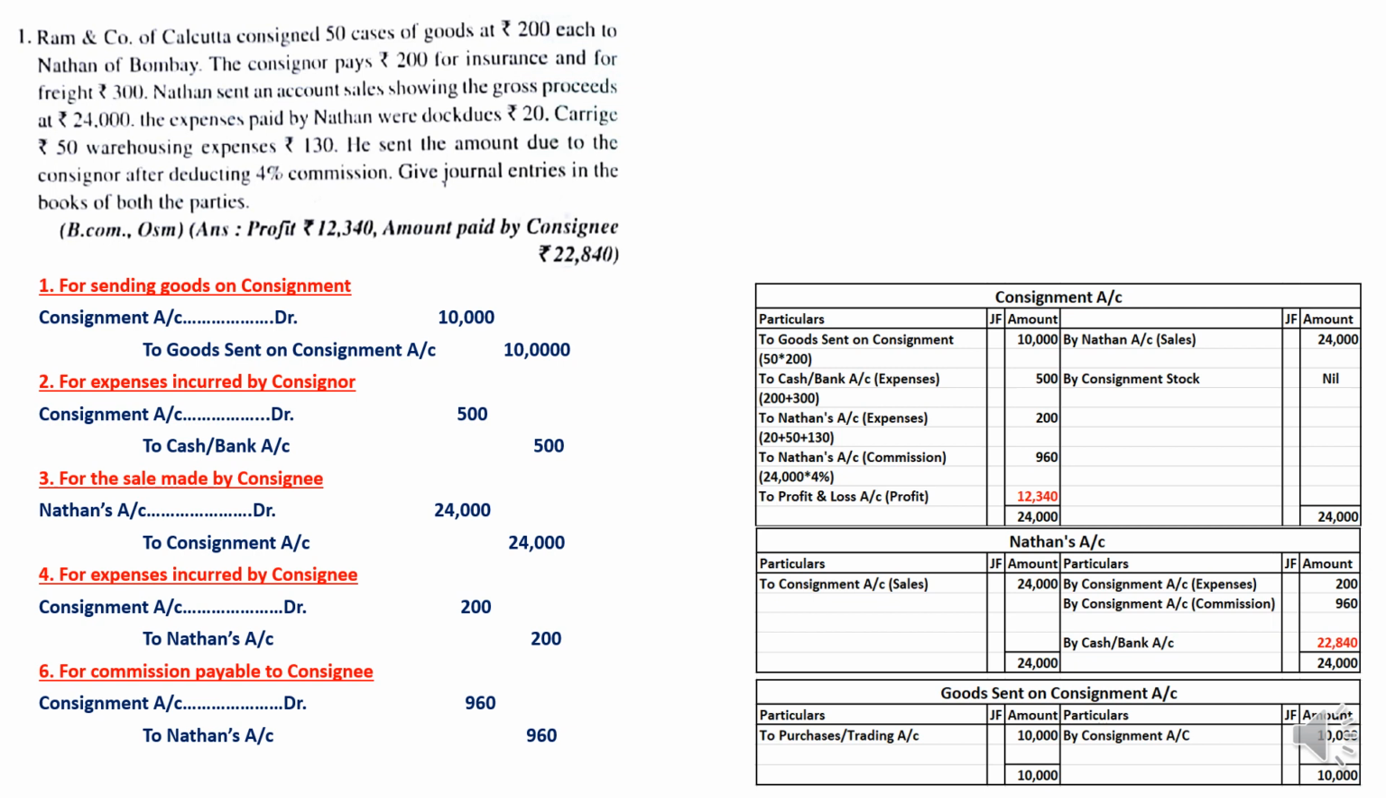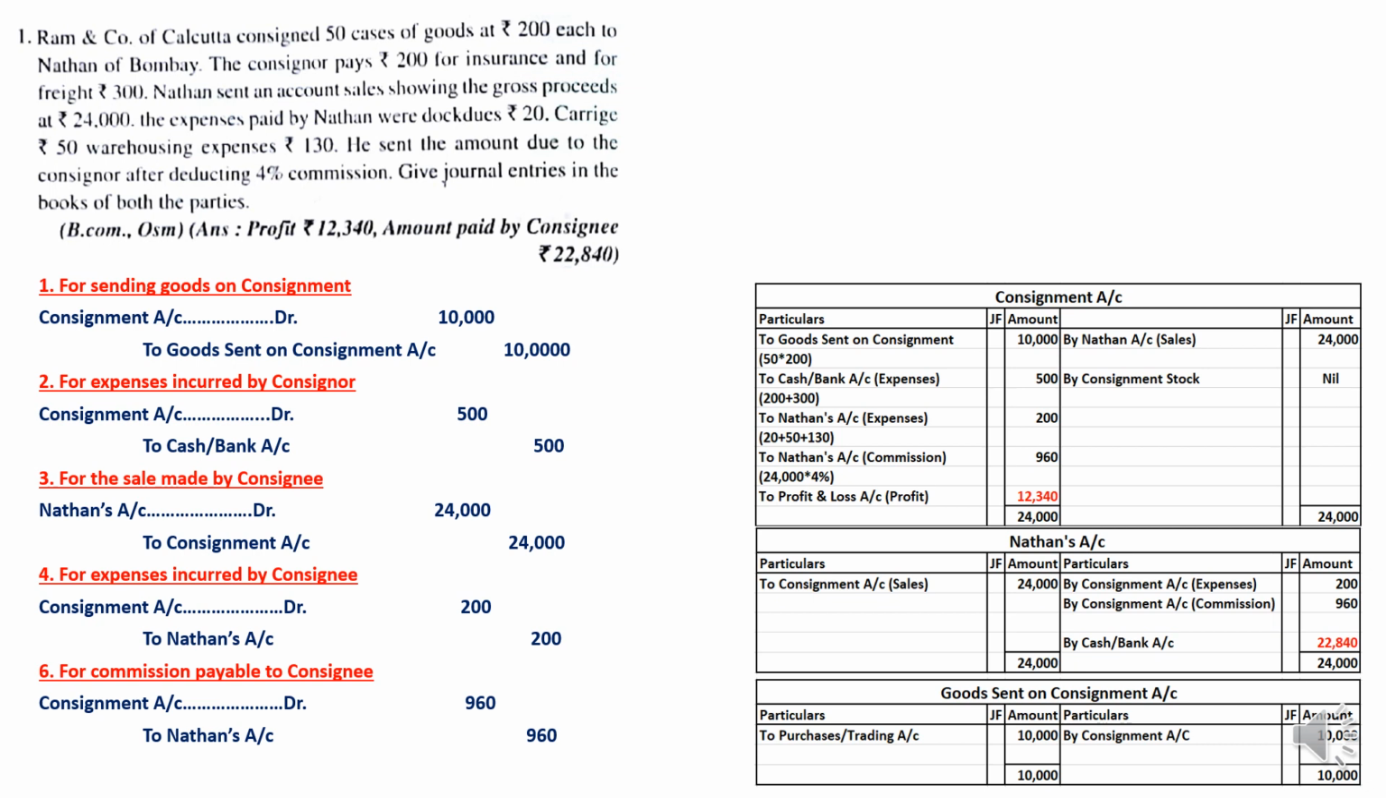Clear? In the same way, consignee account, that is Nathan account, to consignment sales by consignment, expenses of the consignee, by consignment commission. Both we have written balancing figure. We got 22,840. That will be receivable from the consignee, right?